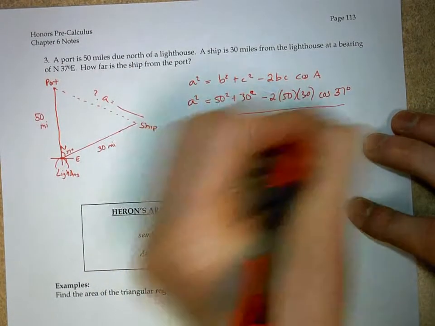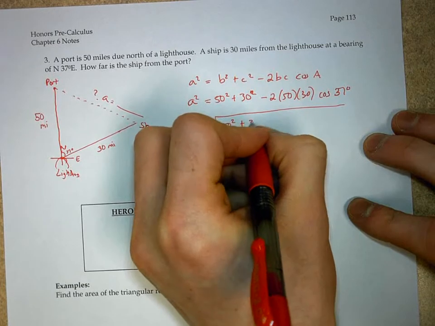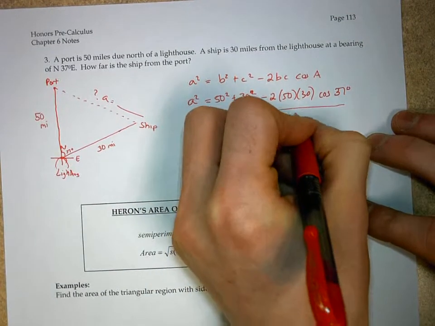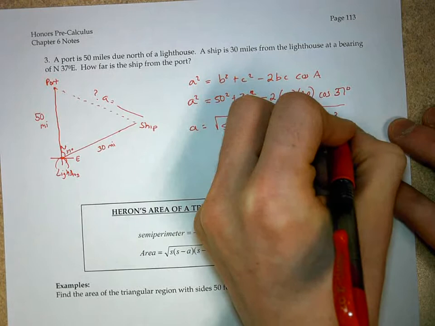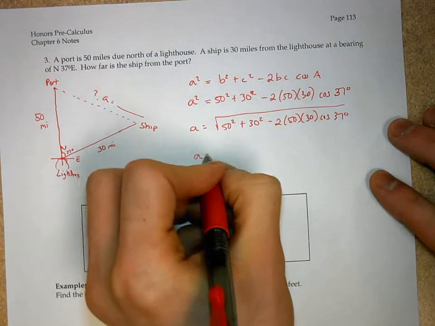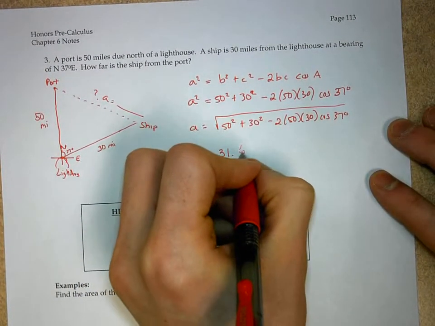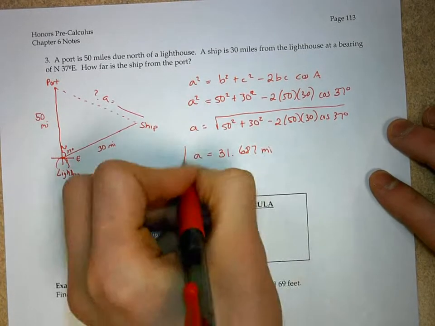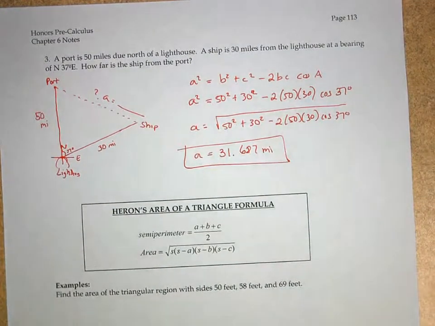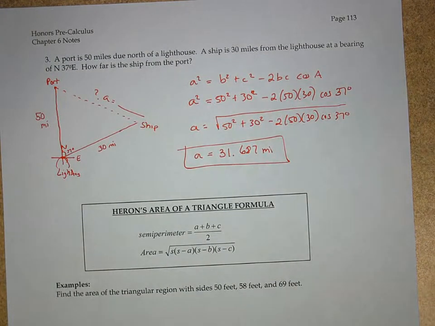Take the square root to both sides of this whole big expression. And we find that A is 31.687 miles. Pretty straightforward application of the law of cosines. We couldn't use the law of sines here because I don't have an angle and a side directly across from the angle given in the original problem. I'm given two sides and an angle, and none of those sides line up, so can't use the law of sines. Have to use the law of cosines.